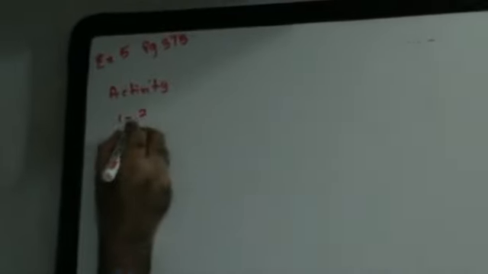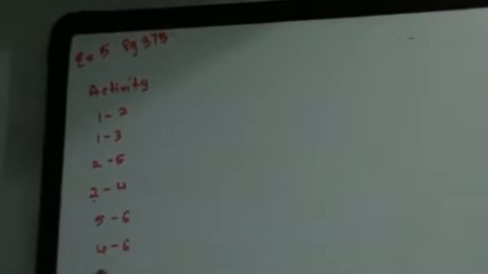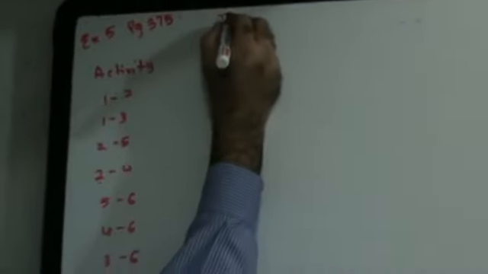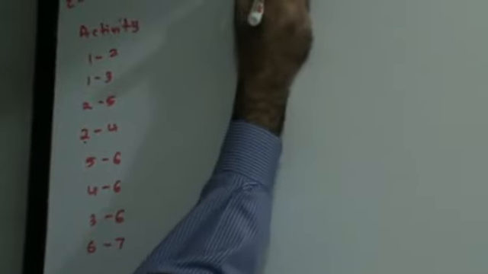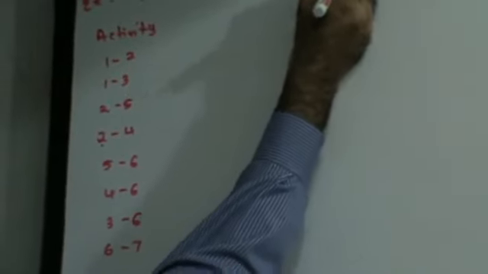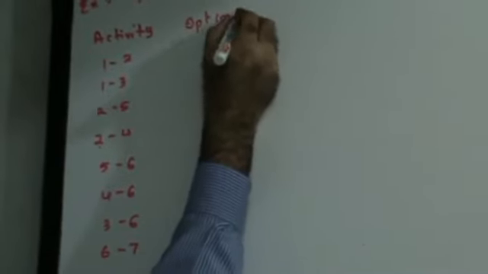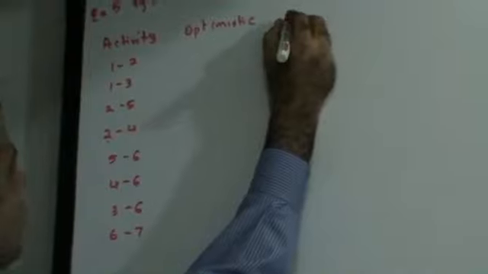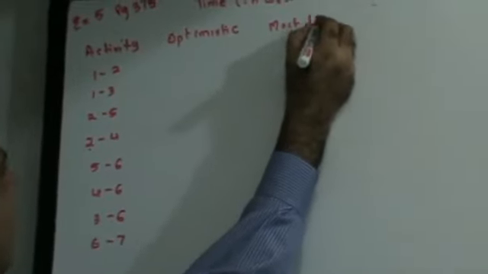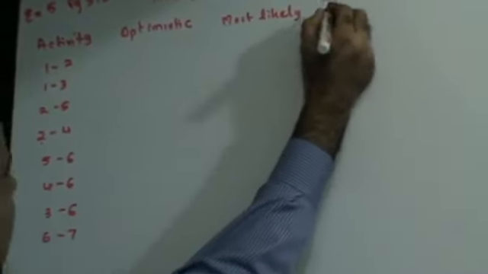You have activity 1 to 2, 1 to 3, 2 to 5, 2 to 4, 5 to 6, 4 to 6, 3 to 6, 6 to 7. They've given you time estimates in weeks. There are 3 times: optimistic time, most likely time, and pessimistic time.